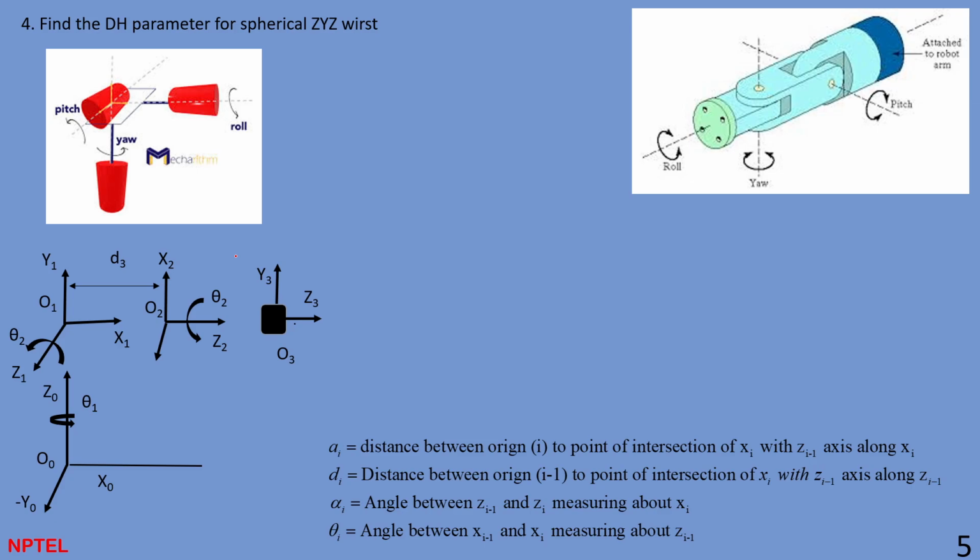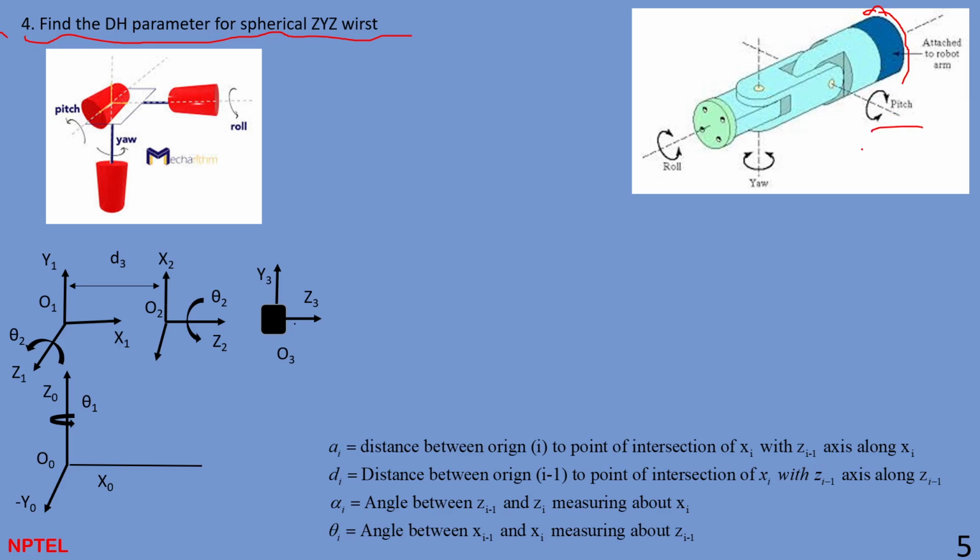Coming to the DH parameters, here is a DH parameter problem. We need to find the DH parameters for a spherical ZYZ wrist joint. So what is a wrist joint? This spherical wrist joint is generally located on a SCARA robot, at the end effector, or maybe on a Stanford manipulator. At the gripper, they generally attach this kind of thing, which is like a wrist, and this wrist has the rotational parts.